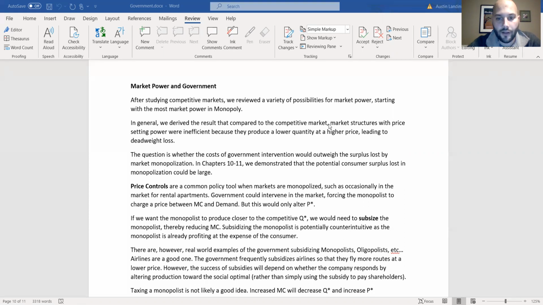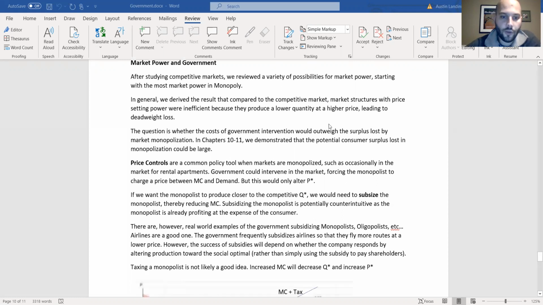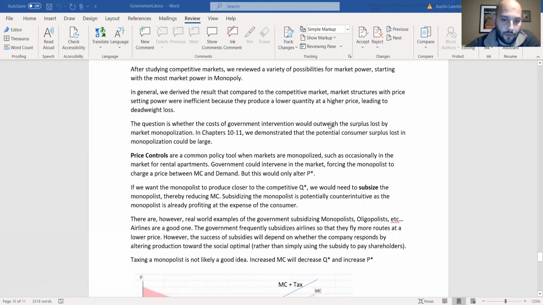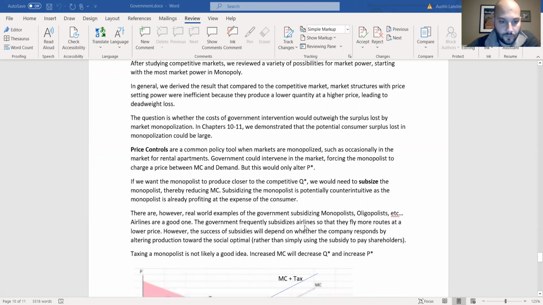In all of those markets, you see a lower than the perfectly competitive quantity, leading to deadweight loss. So the question in this chapter is whether the costs of government intervention would outweigh surplus lost by market monopolization. In chapters 10 and 11, when we did some of the mathematical monopoly examples, we demonstrated that the potential consumer surplus lost by monopolization compared to competitive markets could be very large.